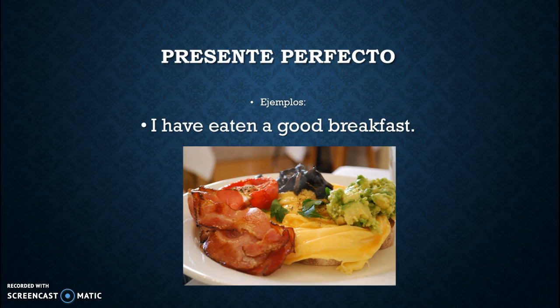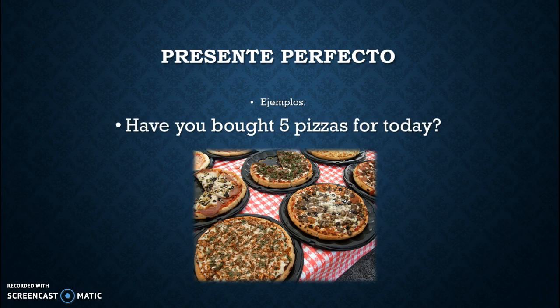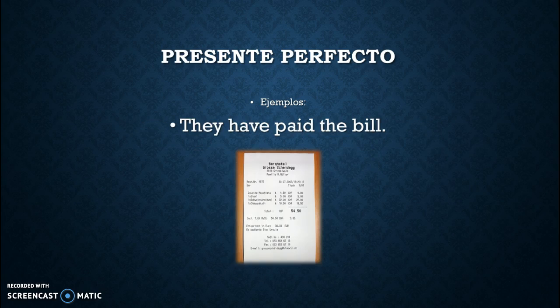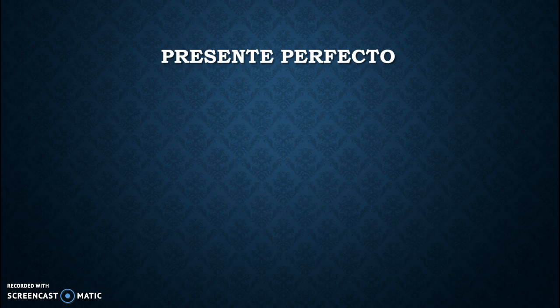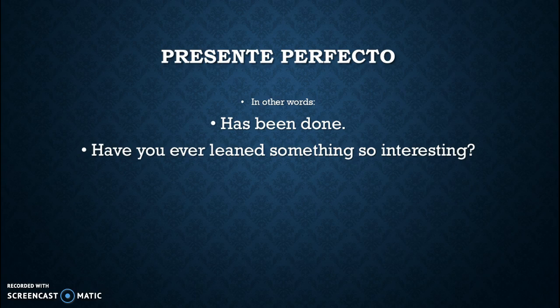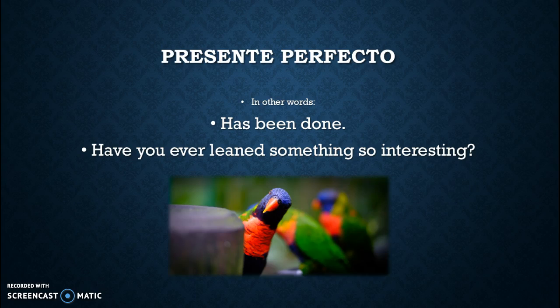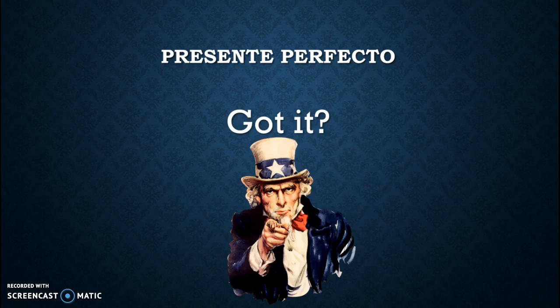I have eaten a good breakfast. So I have eaten would be the present perfect verb. Have you bought the 5 pizzas for today? So have you bought would be the verb. They have paid the bills. They have paid is the verb. In other words, it's something that has been done. Have you ever learned something so interesting? Got it? All right, let's keep going.